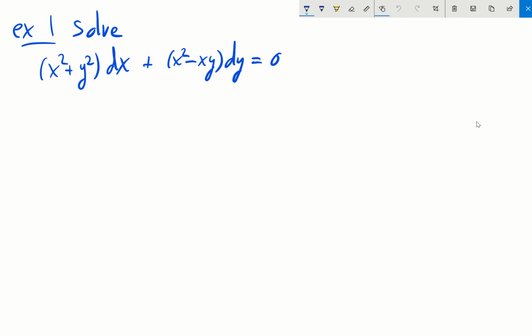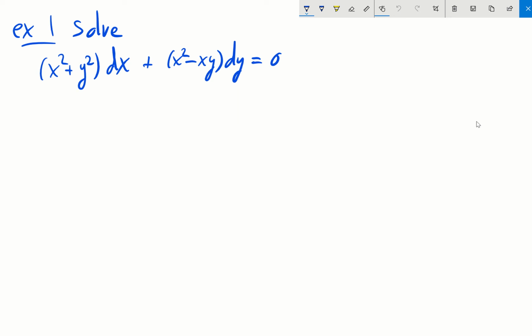Let's go ahead and take a look at example 1 from section 2.5. Suppose we're asked to solve the differential equation (x squared plus y squared) dx plus (x squared minus xy) dy equals 0. If we went through all of the methods that we've discussed so far, it's not going to be separable as it is. It's not a linear ODE. You could check for exactness. It's not going to be exact.